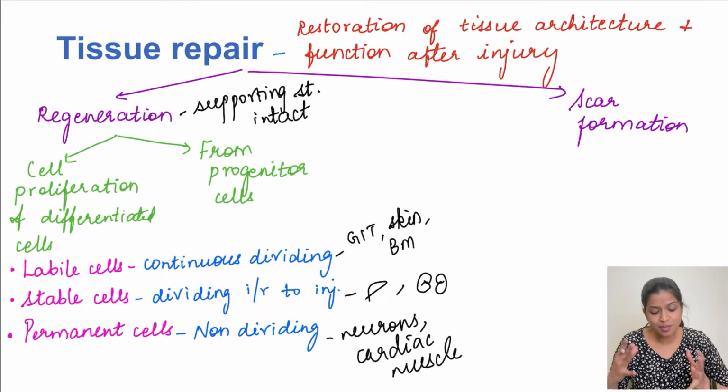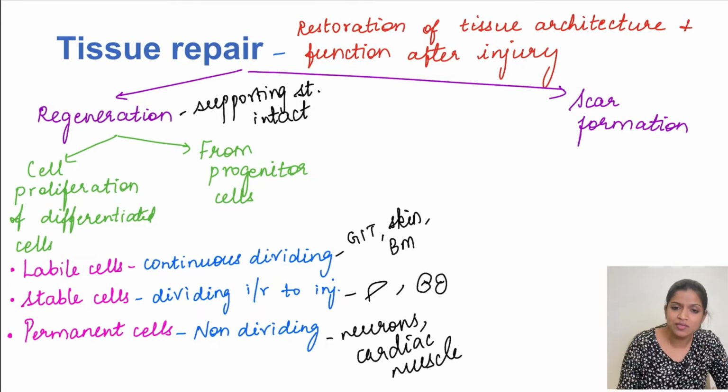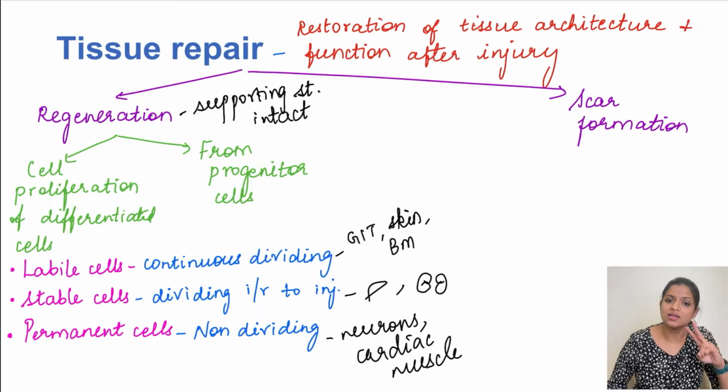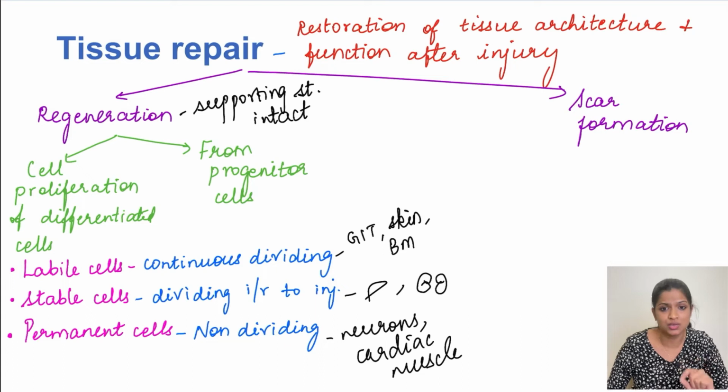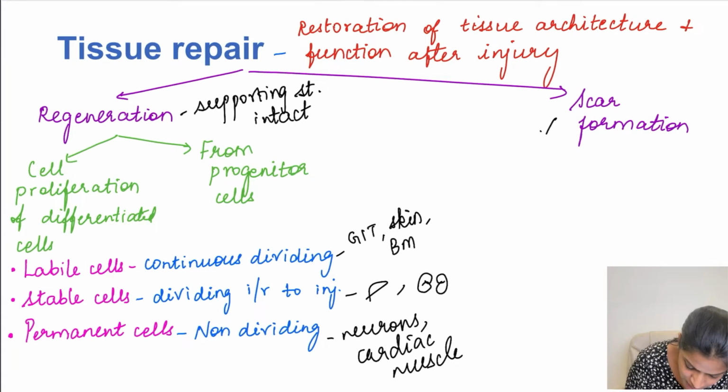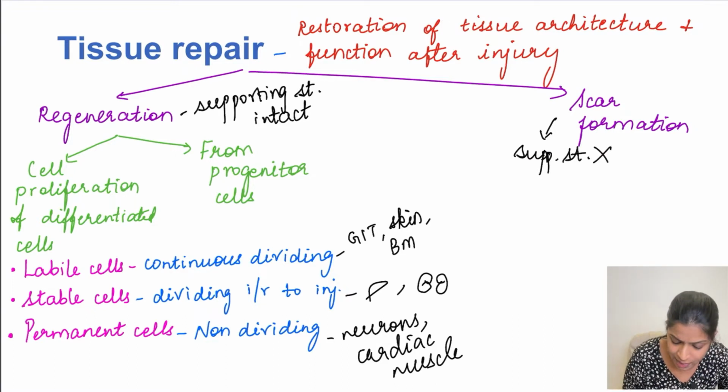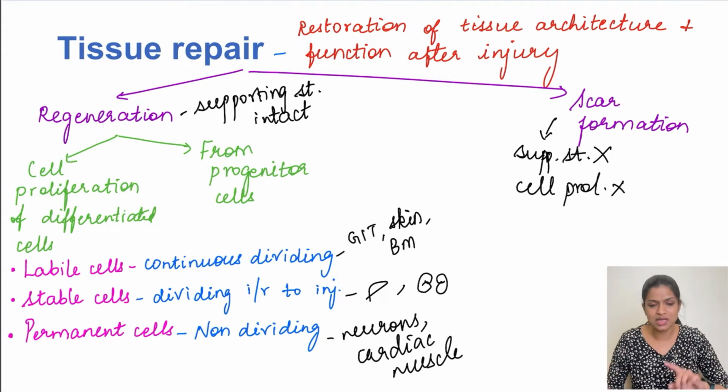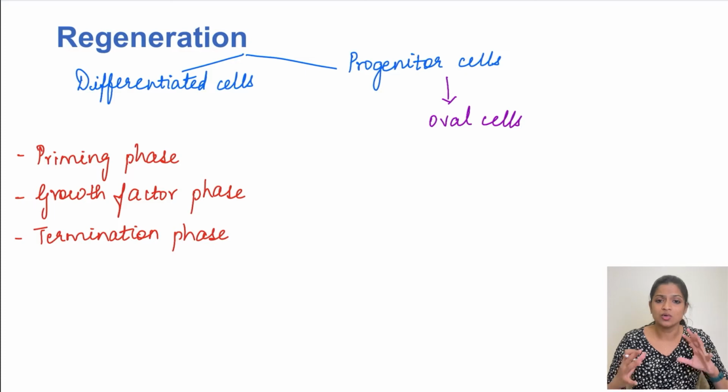Okay. So the second mechanism, that is the scar formation. Scar formation will take place when either the cell is not capable of regeneration like in a permanent cell, or when the supporting structure of the organ has been so extensively damaged that it cannot further support the regeneration. So scarring has to take place in that case. Scarring will happen when supporting structures are not intact and then cell proliferation is not going to happen. Okay, in this kind the scar formation will occur. So we'll see each of these steps individually now, starting with regeneration.